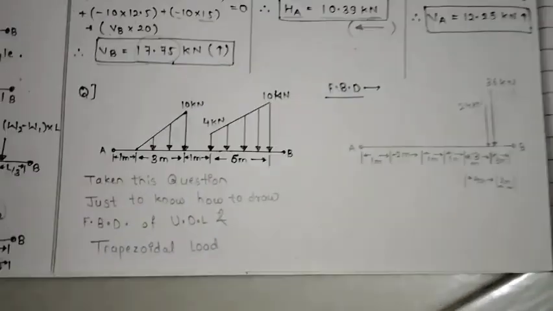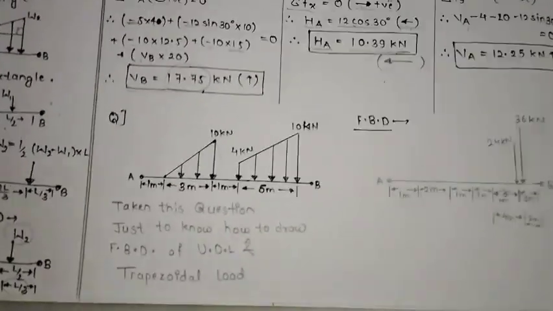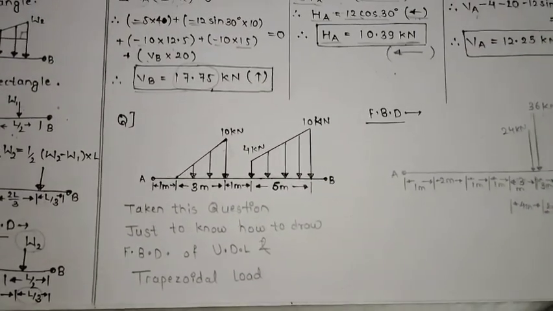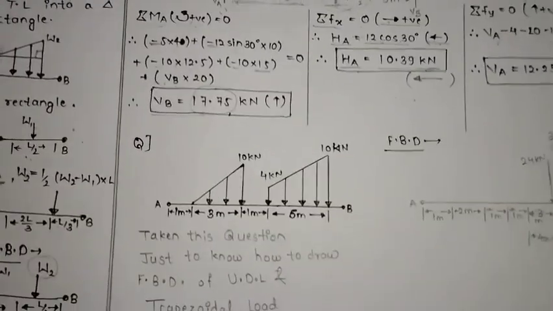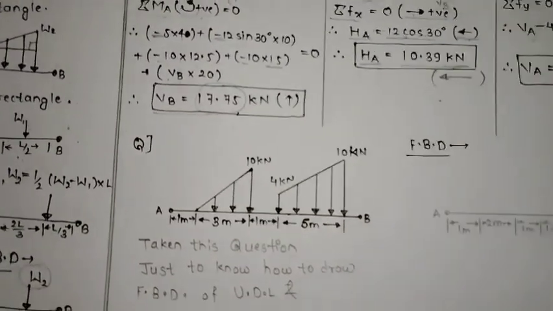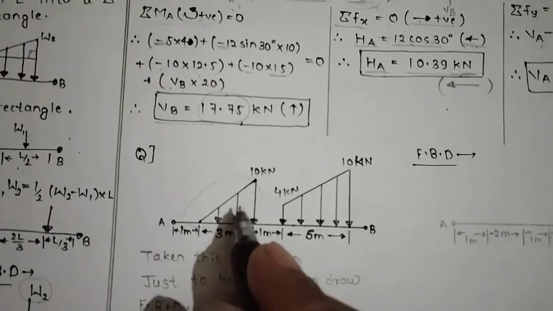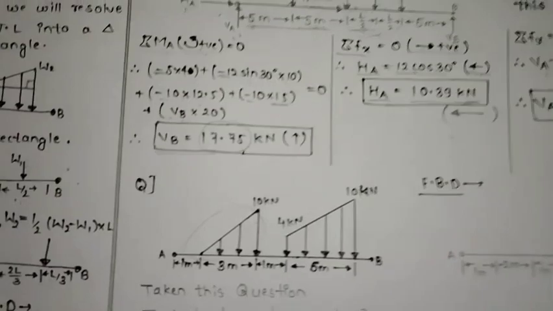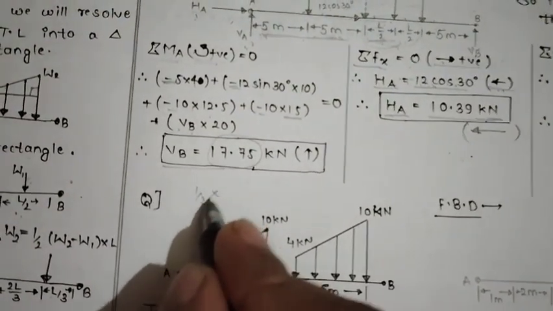So now guys, this second question is also very important, because in this I have shown how to draw the FBD of a UDL, that is uniformly distributed load, and a trapezoidal load. Now you can see for this triangle, it is called a UDL, or triangular load. So for triangular load, you simply use the formula 1 by 2 into W into L.